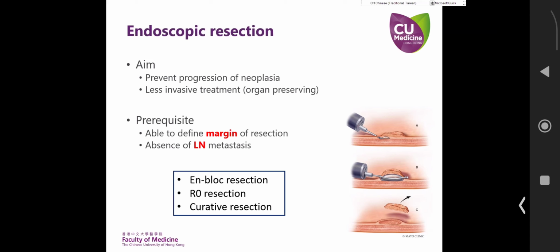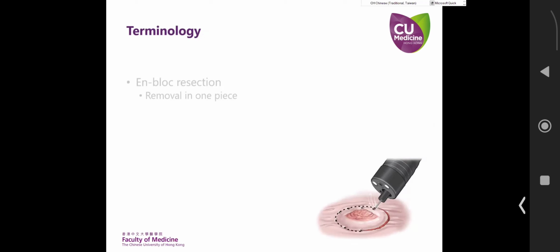So these are the three major concepts that will be very important before sending a patient for endoscopic resection. First is whether we can achieve an en-bloc resection. Secondly is whether we can achieve a margin clear resection, R0 resection. And of course we hope to achieve a curative resection, because after all, if you perform the endoscopic resection and it turns out this is a deep cancer, the patient will still need surgery, so you are not helping at all. So these three are the most important concepts.